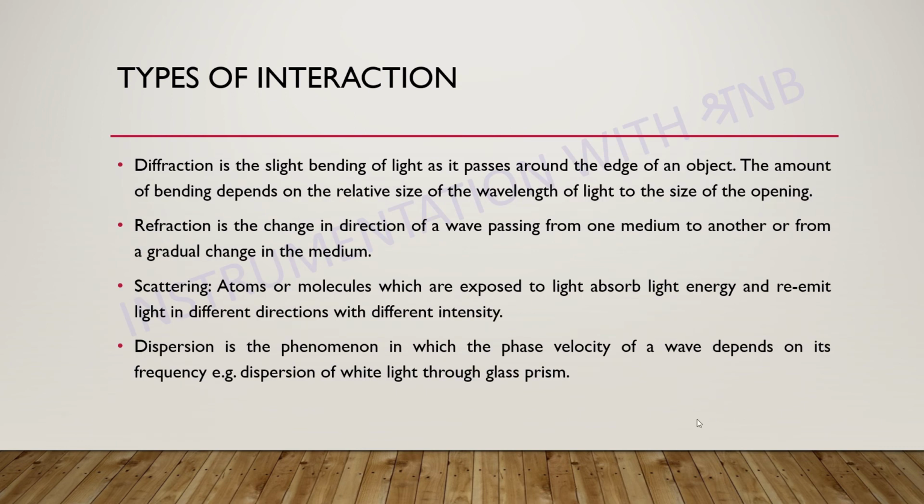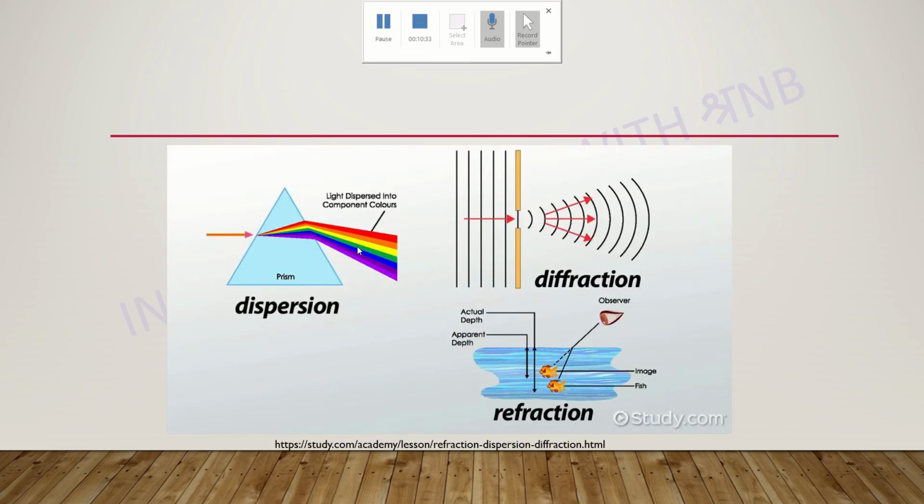Types of interaction. There are four types: diffraction, refraction, scattering, and dispersion. In dispersion, when white light passes through a prism, it divides into seven different colors of different wavelengths. In diffraction, there is a bending of wave. In refraction, there is a change in the direction of electromagnetic radiation when it passes into a different medium.